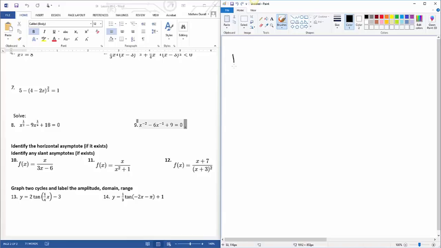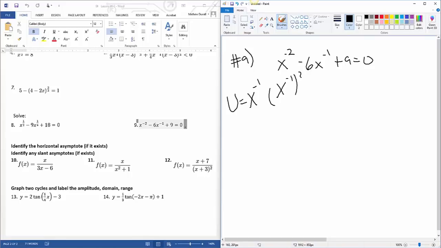So for number 9, we have x to the negative 2 minus 6x to the negative 1 plus 9 equals 0. This is going to be that u substitution. I can rewrite this as x to the negative 1 squared. So if I say u equals x to the negative 1, then this becomes u squared minus 6u plus 9 equals 0. And then from there, factor and solve.